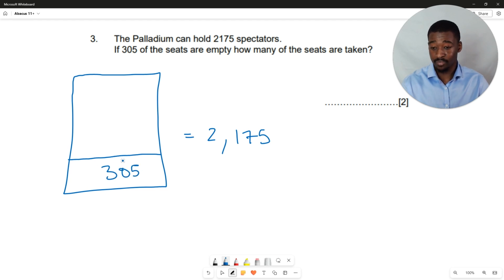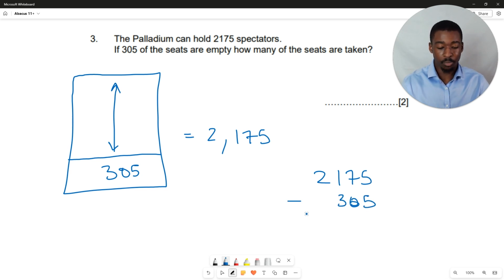And if 305 are empty, that must mean the rest are taken. So all we do is take this 2,175 and we subtract 305. So it's a very simple question. It's just understanding the maths behind the question.